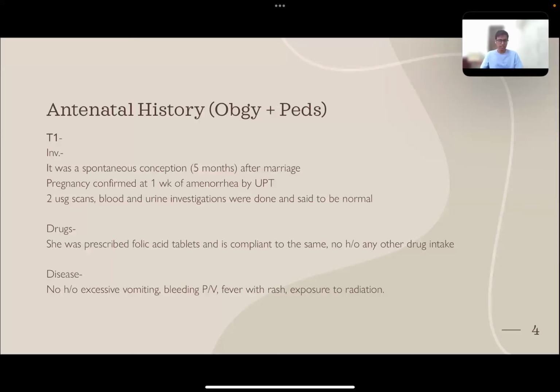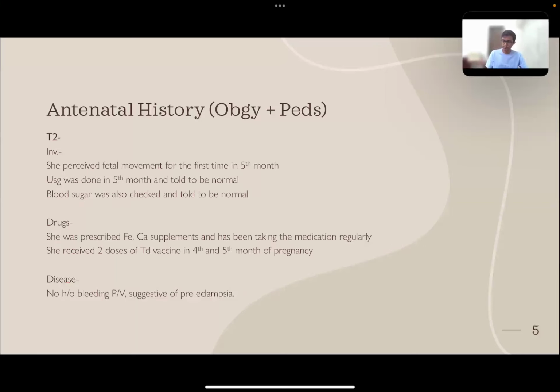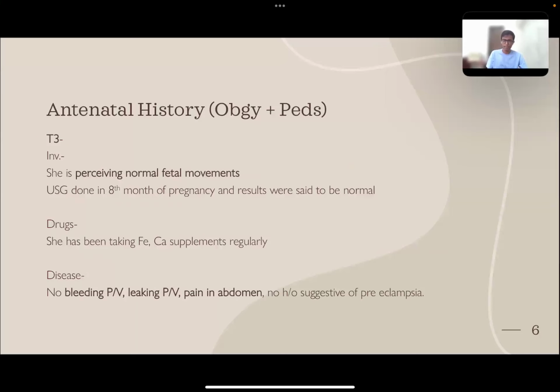Right now, just take a screenshot. I'll explain everything when I cover OBGYN. So this is for the first trimester. For ease of remembering, we divide it as investigation, drugs, and diseases. These are all the points that need to be covered. This is for second trimester, and this one is for third trimester.